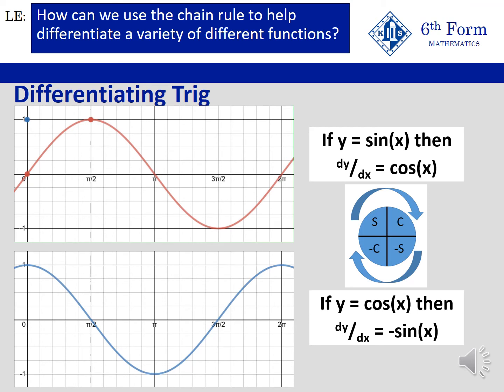If we consider the maximum value here, the gradient of the tangent at that point would have a value of 0. We move along to another significant value. We've got coordinates of pi, 0. The gradient at this point has a negative value, and it would be the maximum negative value.